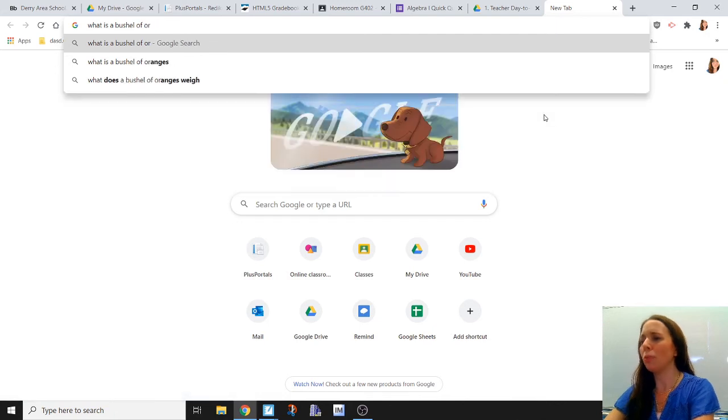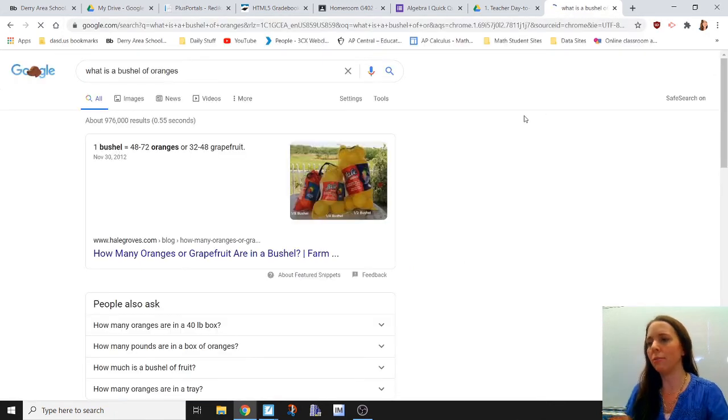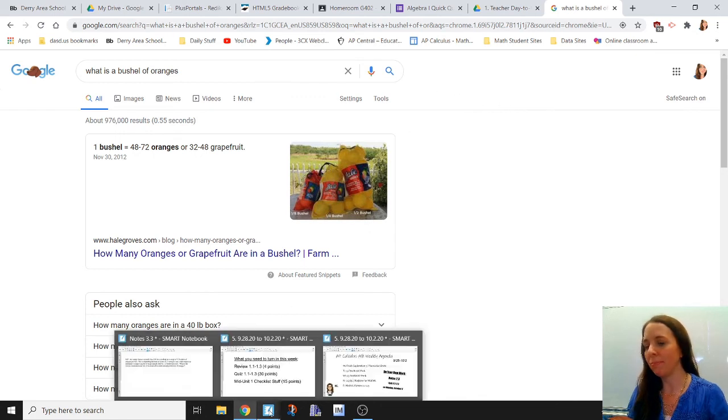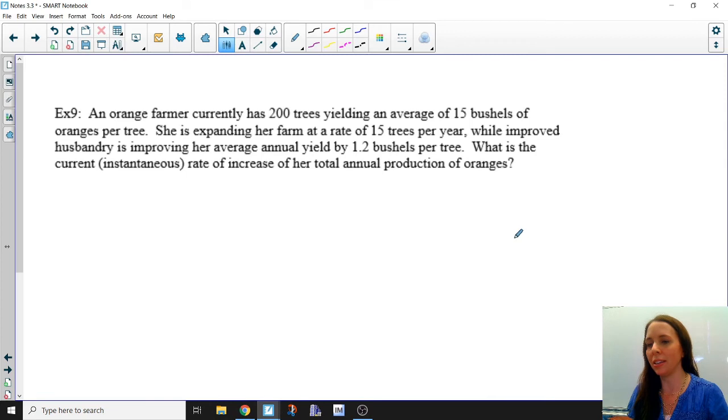What is a bushel of oranges? Let's be very particular here. See that? A bushel is approximately 48 to 72 oranges, or 32 to 48 grapefruit. Okay, so there you go. That's how many oranges you're going to get out of a bushel. Not that you necessarily needed to know that, but it kind of makes it more fun if you actually know what you're talking about here.